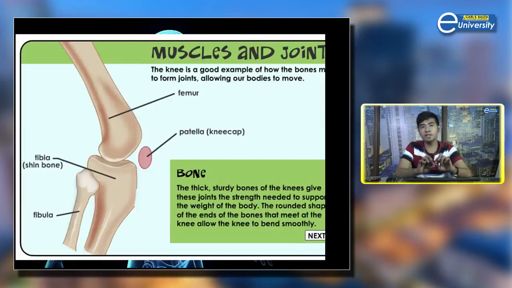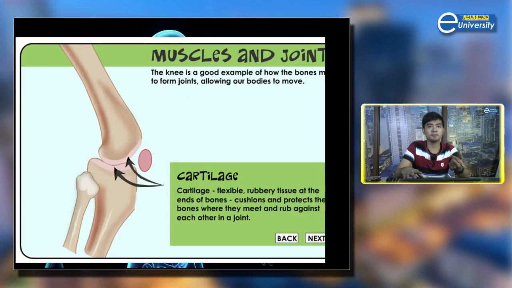So we're going to deal now with the coordination of muscles and joints. Bones give the knees, and this joint, the strength needed to support the weight of the body. The rounded shape of the ends of the bones that meet at the knee allows the knee to bend smoothly. The term used for the area where two bones meet is called a joint. And together with muscles, it allows the bones to work and move together.